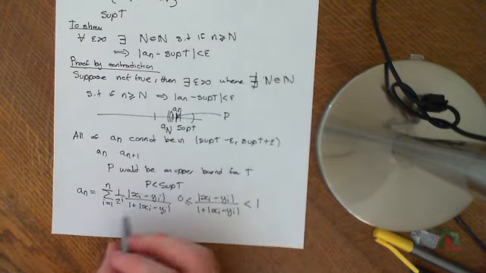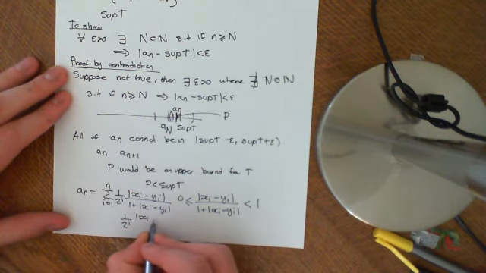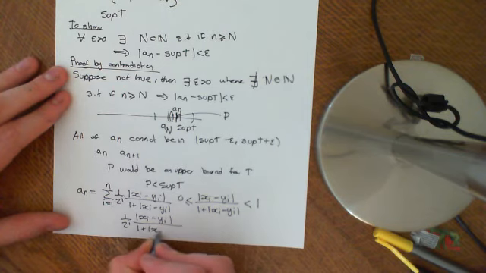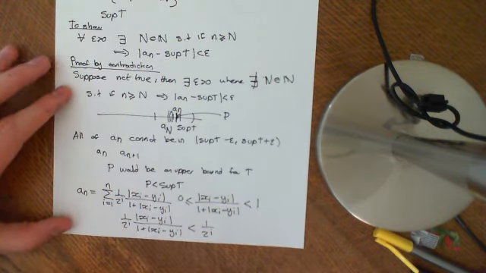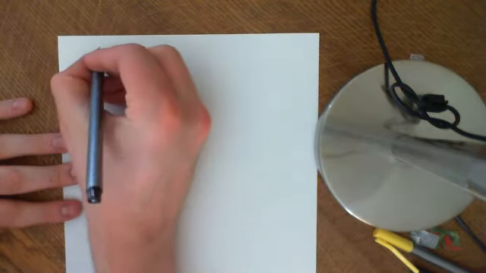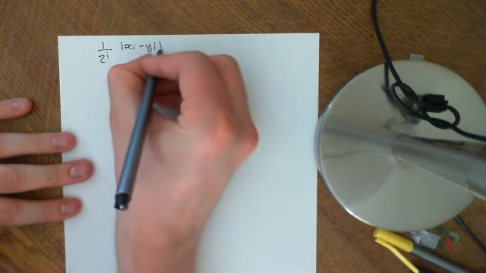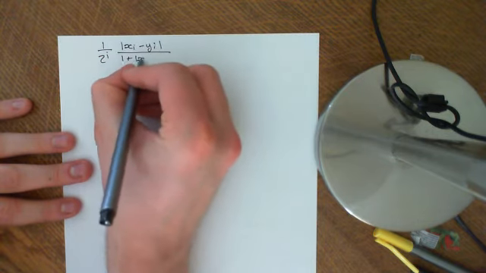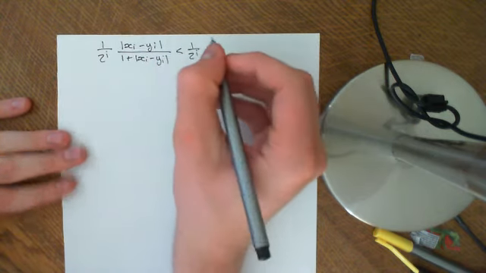Okay, so that implies that 1 over 2^i times the absolute value of x_i minus y_i divided by 1 plus the absolute value of x_i minus y_i is less than 1 over 2 to the power of i. So it's less than if this thing was just on its own. Now, I'm just going to rewrite the result we just got. We got that 1 over 2 to the power of i times the absolute value of x_i minus y_i divided by 1 plus the absolute value of x_i minus y_i is less than 1 over 2 to the power of i.